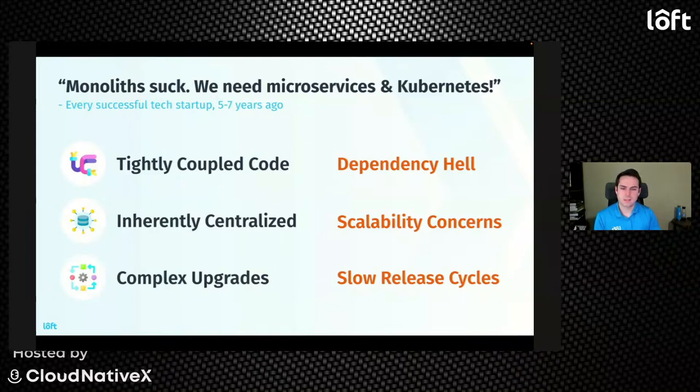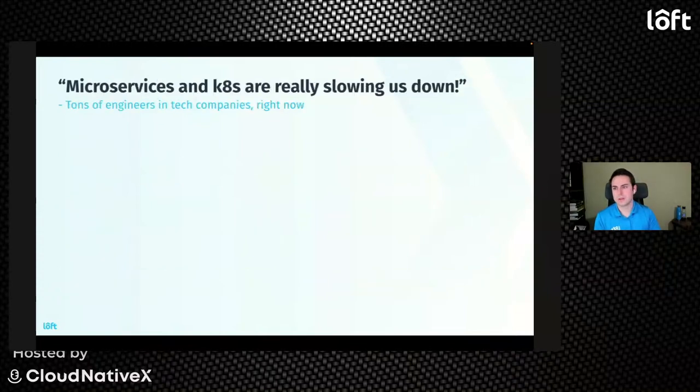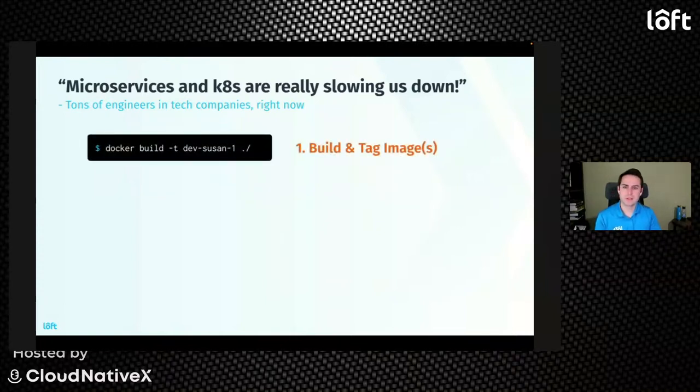And that solves a lot of these concerns, but it introduces new concerns because microservices and Kubernetes may really slow you down. And a lot of engineers actually are facing this right now. That's why we're talking about it in this session, because when we're thinking about our previous Rails application, it was really like rails server to start it up, Heroku push to essentially instantiate it, right? Heroku open to get a URL.